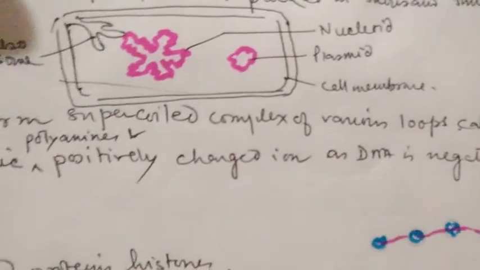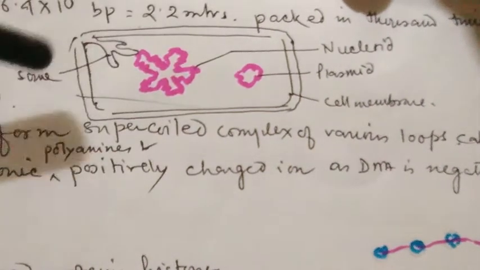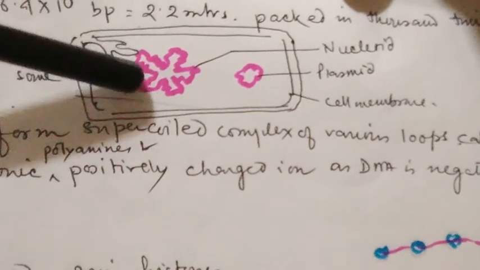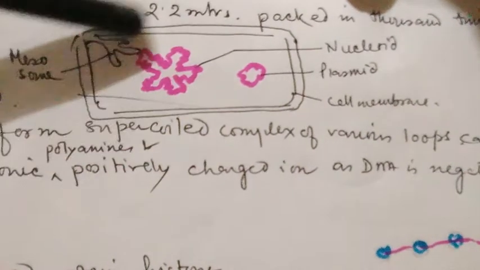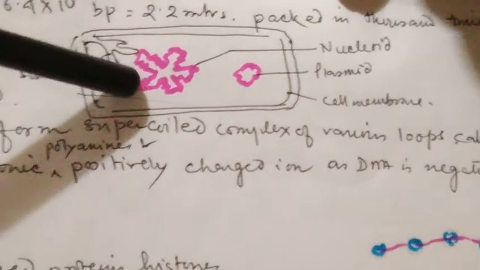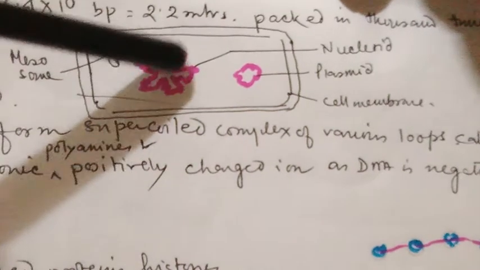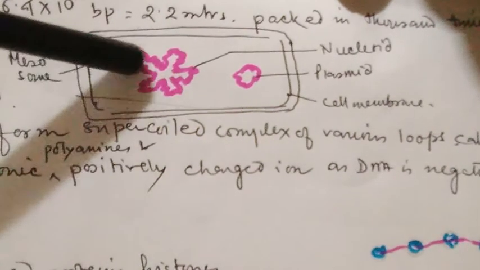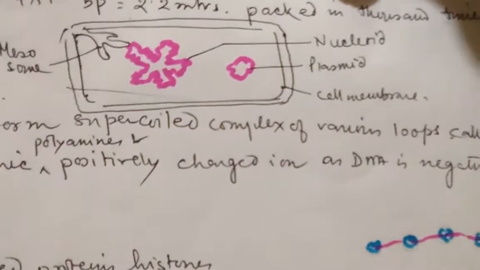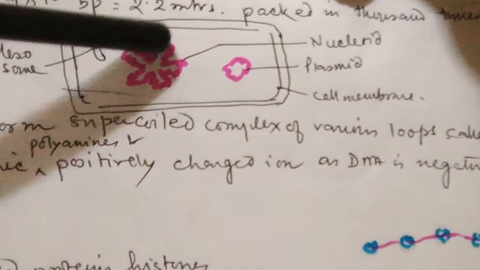Now you can see here, they have a definite pattern. Clear? So this is the mesosome and this is the DNA, that is the nucleoid. Now how do they attain this pattern? Actually this RNA helps to fold this DNA, and ultimately forms a loop structure called nucleoid.